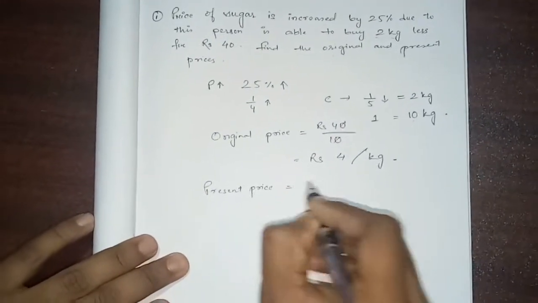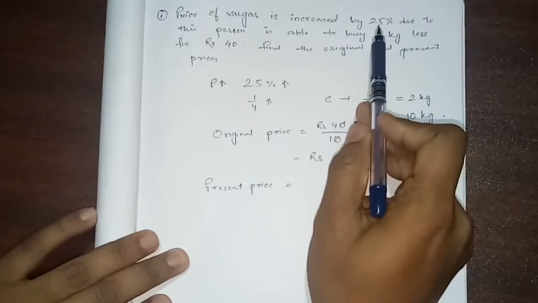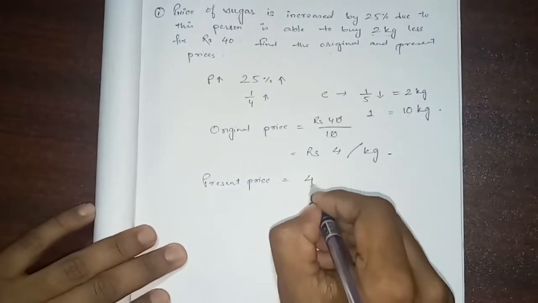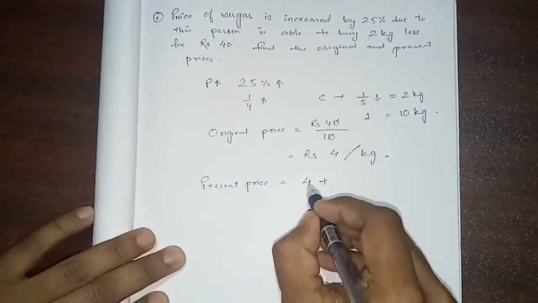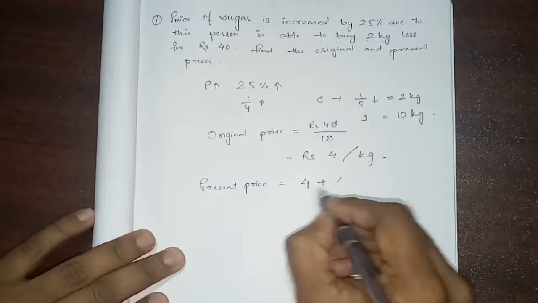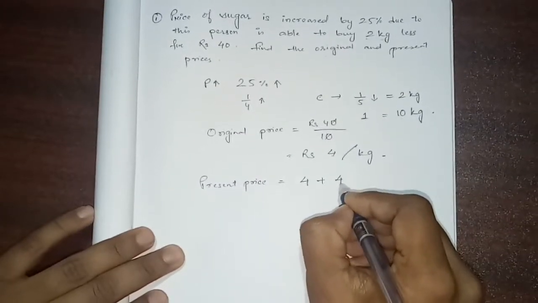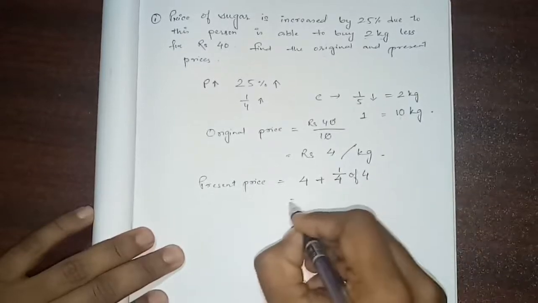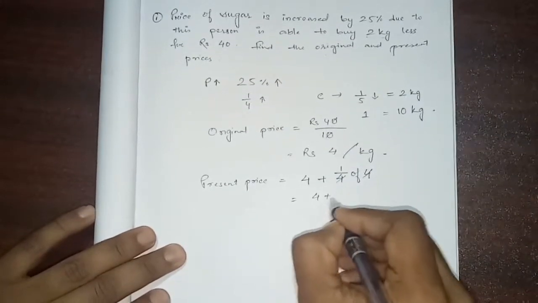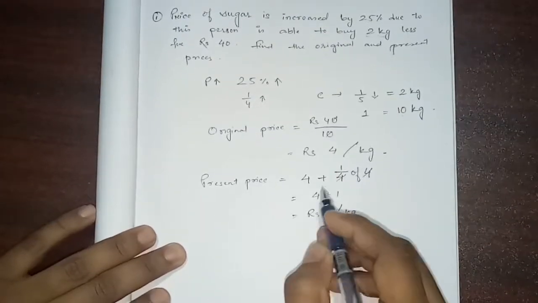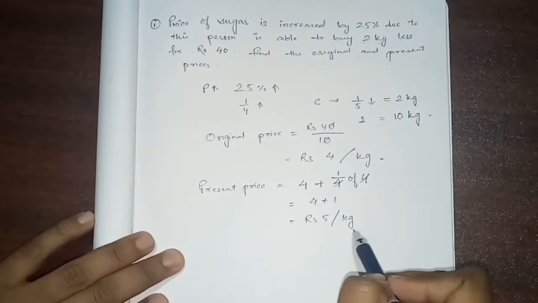Then what is the present price? Present price is 25% increased from the original price. So before it was rupees 4. Now you increase 25% from 4. From 4 means 4 plus 25%. 25% is 1 by 4. 1 by 4 of 4, that is 4 cancel. That is 4 plus 1, that is rupees 5 per kg. Now the new price of the sugar is 5 per kg.